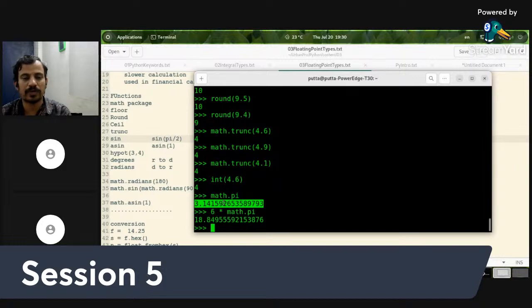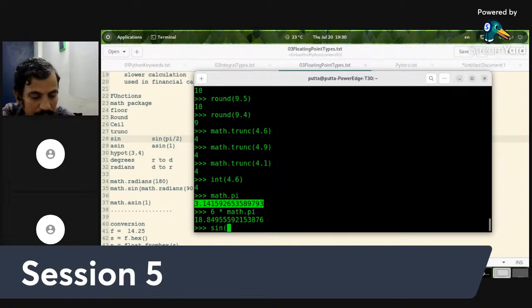Pi value 3.14. Is it in radian measure or degree measure? Radians. By default, it is in radian measure. Okay, so let's say I want to find out sine of pi by 2. What is sine of pi by 2? Sine 90 is how much?